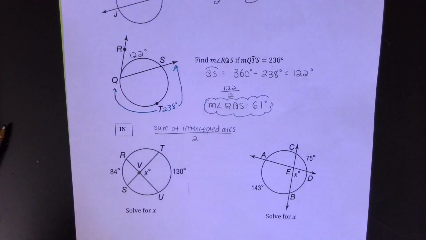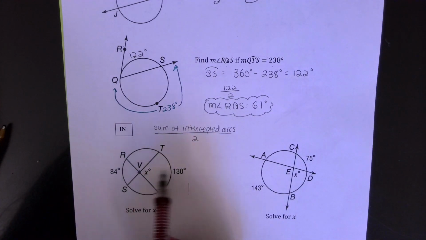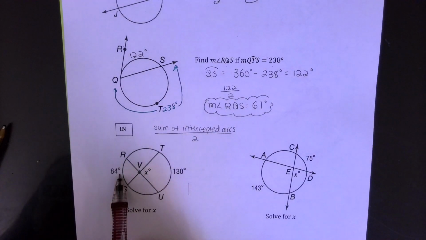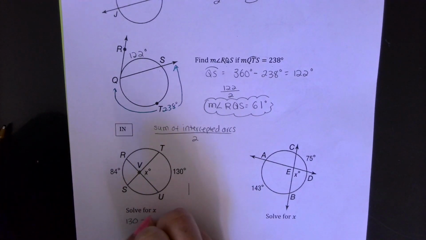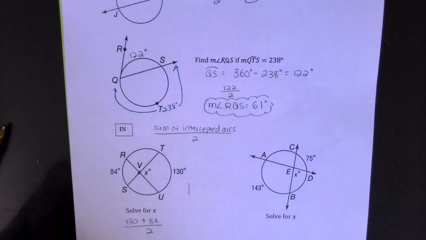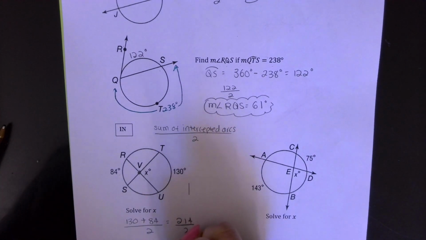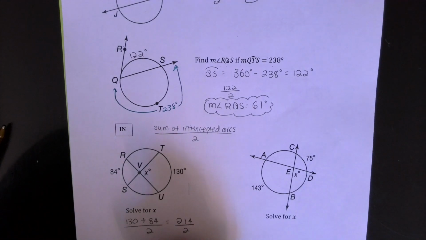So my intercepted arcs for x, right across from it, it's the 130, and over here across from there it's 84. So I'm going to just add them. I'll do 130 plus 84. I'm adding the arcs, and I'm taking half of it, divided by 2. So that means I'm going to get 214 divided by 2. So that means my x will equal 107 degrees.